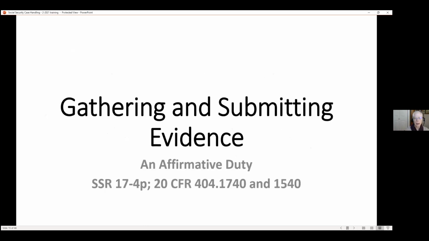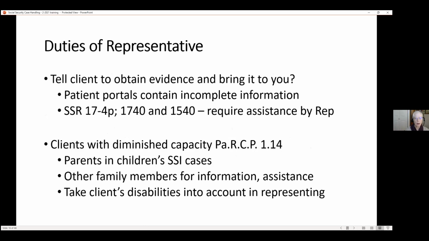Okay, now gathering and submitting evidence, I've been talking about that, so you have to do it. It's not sufficient, in my opinion, to tell the client to go to the patient portal and get the information. And the reason I say that is because patient portals can contain incomplete information. They do not have all the notes. They have some of the notes, whatever the provider has decided that patients should have. Patient portals work great for things like getting an MRI, because an MRI is an MRI. It's going to be part of the portal and you're going to see it.